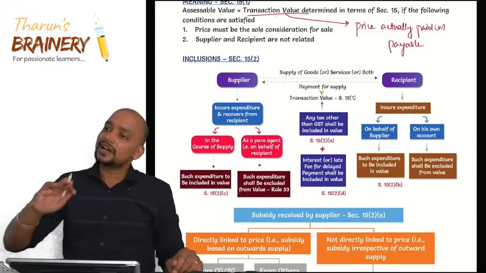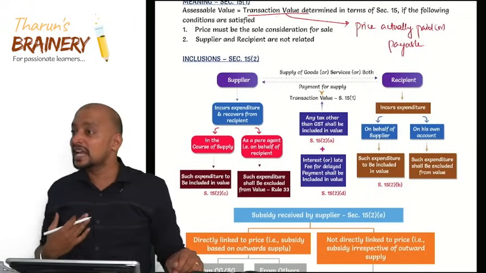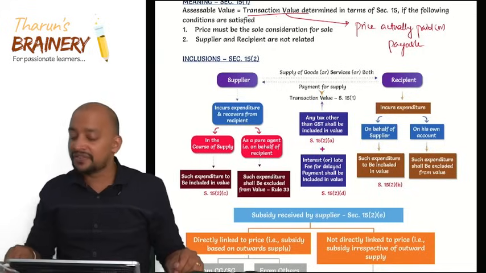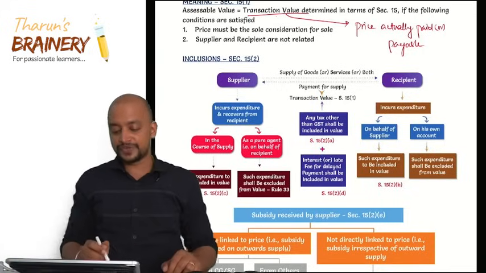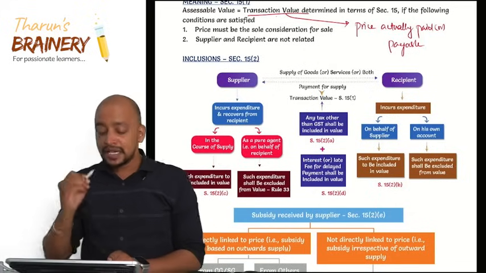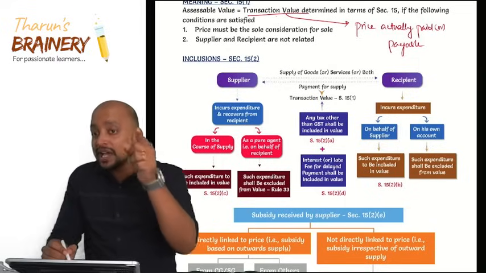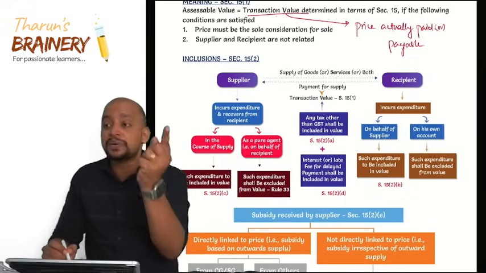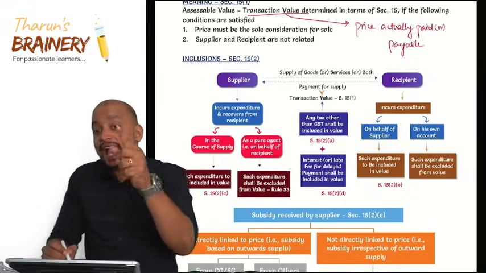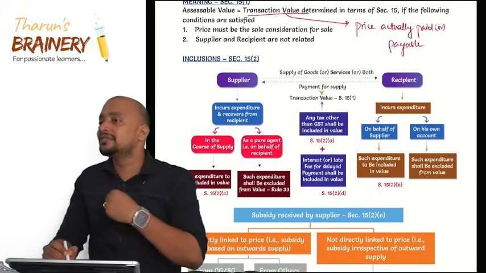So therefore we will collect it from the client. This is known as expenditure incurred by the supplier and recovered from the recipient in the course of supply. Such expenditure should be included in the value. Now here one important point is that the expenditure may be exempted, but the moment that expenditure is recovered, the character of the expenditure will change and it will be included in the value of our service.